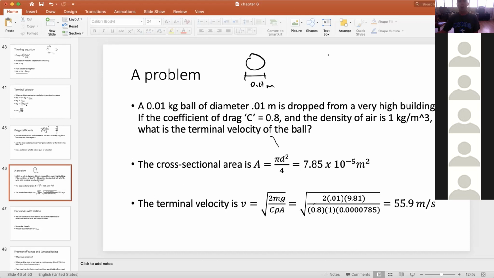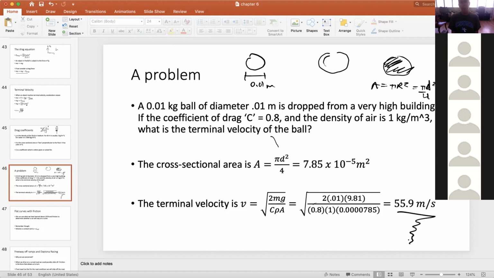Now, for a ball, it looks like a disk with an area of pi r squared or pi d squared over 4, because d over 2 is r. So what I did here is I solved for v because they gave me the diameter. And so I got this number and I plugged that in and I got 55.9 meters per second. That seems about right for a ball.